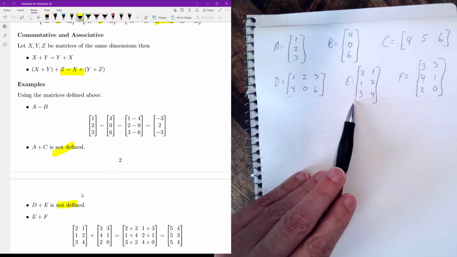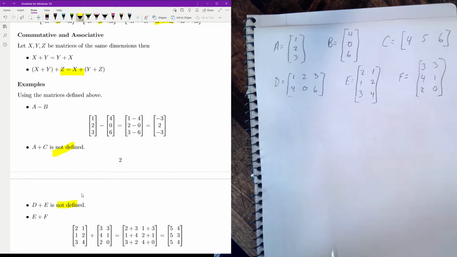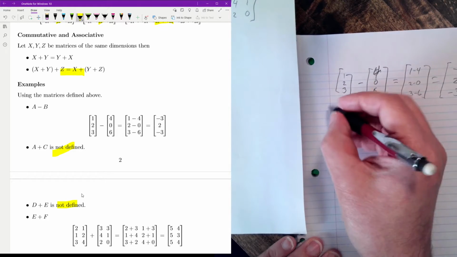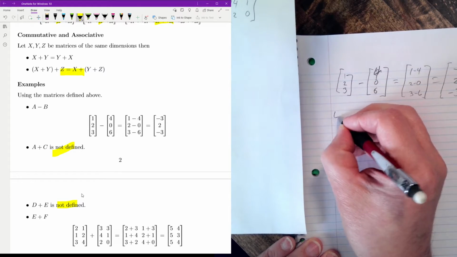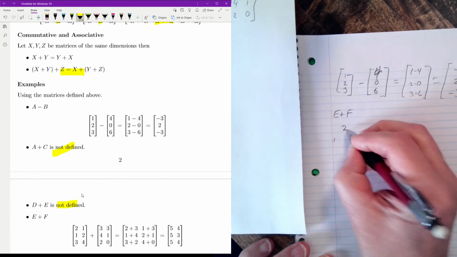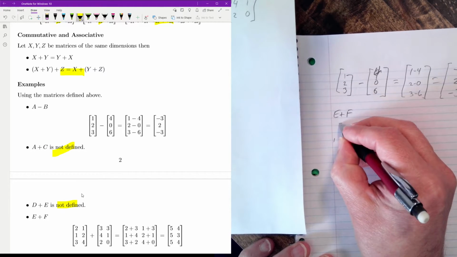This time we're going to do E plus F. This operation is defined. They are both 3 by 2 matrices. So let's go ahead and do that. And this is E plus F. I'm going to quickly write them out. 2, 1, 3, 1, 2, 4.